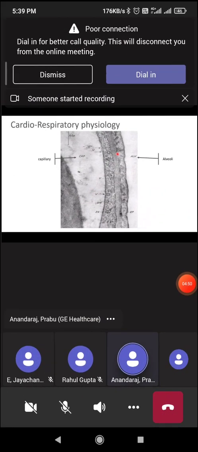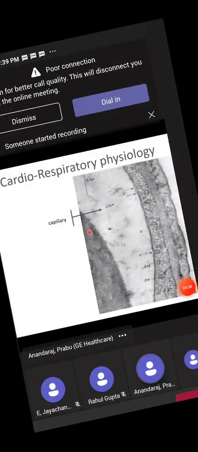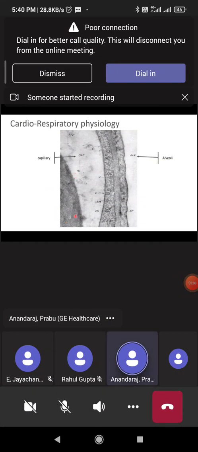So when we go deep into it and try to see the ultrastructure, see, this side is the alveoli, and this side is the capillary. This is the blood vessel. You see here an RBC, a big RBC. This is an electron microscopic zooming of the alveolar capillary structure, and see that they are just separated by a thin membrane. This is very thin.